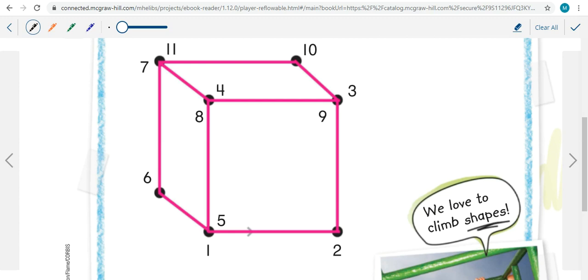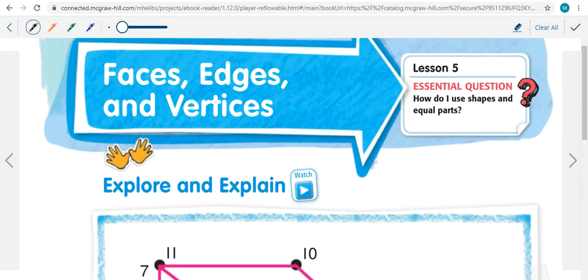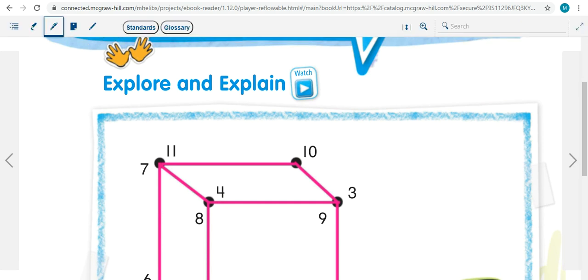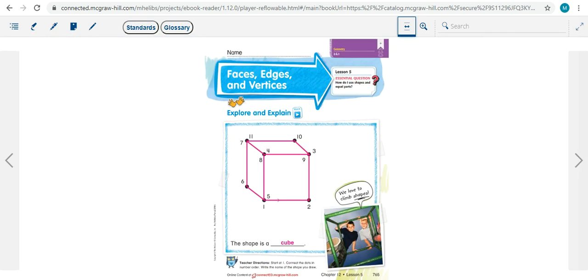Today we're going to work on lesson number 5 of chapter 12. So please open up your books on page 765. Now, in your book, you are going to connect the dots in order to find which shape is in your book.